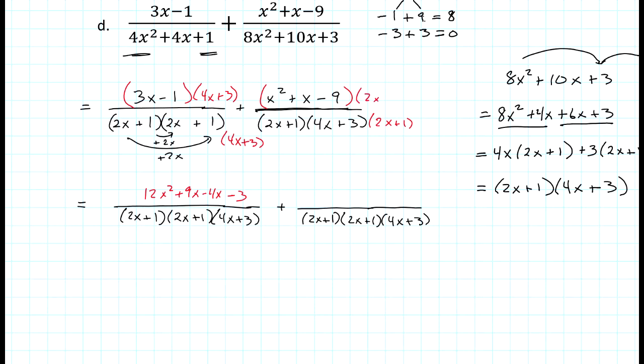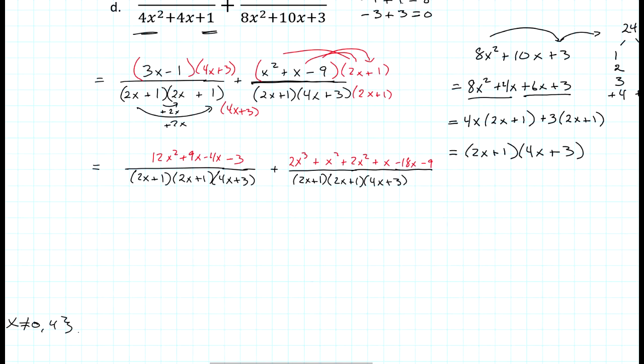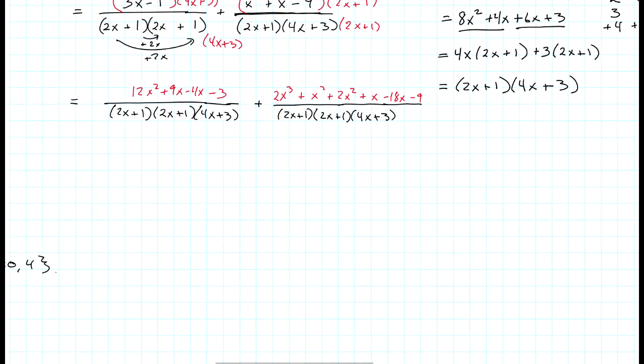And this is going to be a long FOIL here. We're going to have a few terms for sure. I'm going to have a 2x cubed. And then we're going to have a plus x squared. We'll have a plus 2x squared, a plus x, and then we'll have a minus 18x and a minus 9. Ooh, long one. Okay. Let's see if this simplifies nicely here.